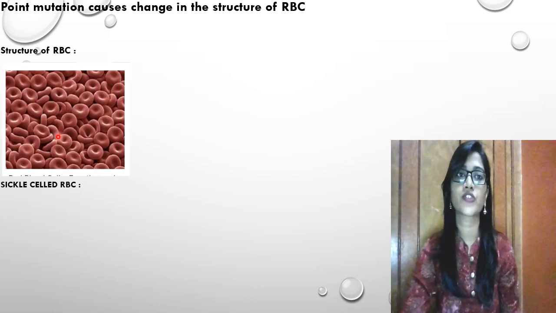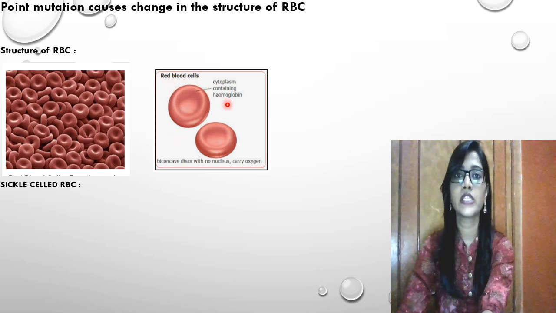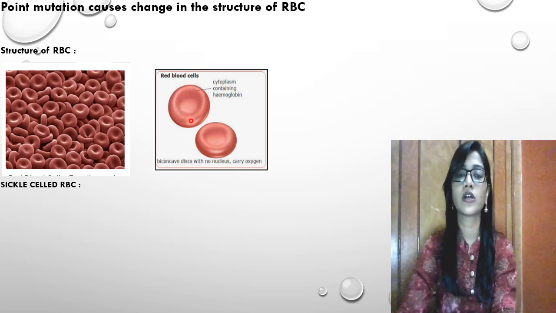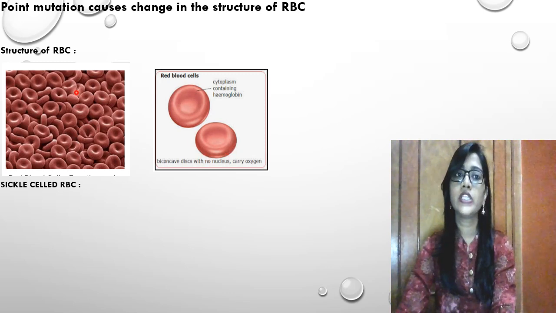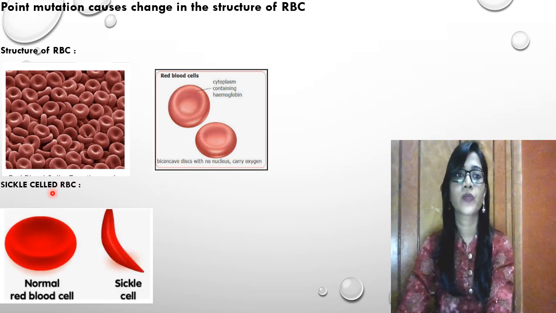Now this is the normal structure of RBC. These are the normal red blood cells. In the next image, you can observe the RBC, this is the cytoplasm containing hemoglobin. These are the normal circular biconcave discs with no nucleus, and these red blood cells carry oxygen. Now these are the normal RBCs, but when there is a point mutation, a change in the structure of red blood cells, how do they look in sickle cell RBCs? The structures get changed.